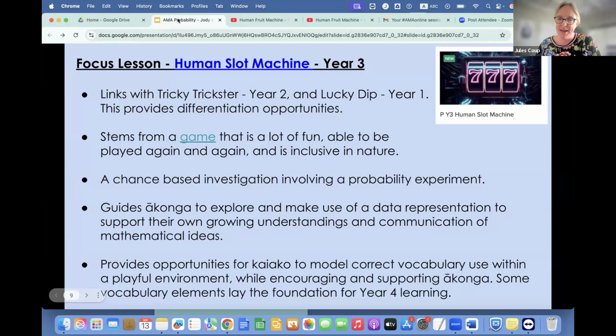So we've actually made three lessons, one at year one called Lucky Dip, one at year two called Tricky Trickster, and one at year three called the Human Slot Machine. They're all based around a similar context. The way you use them can be as creative as you want. You might front load with the year one or two activity and then come out with the year three learning.